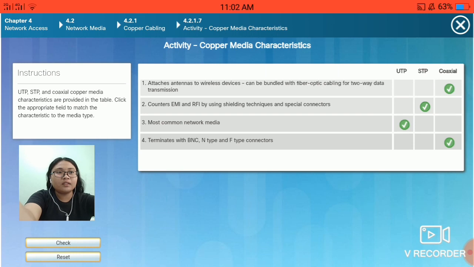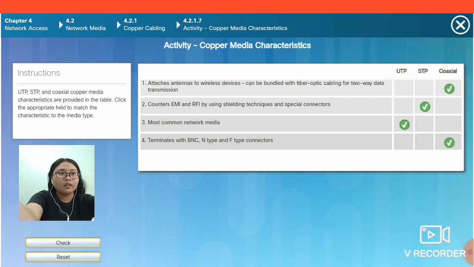Unshielded twisted pair or UTP cabling is the most common networking media. UTP cabling terminated with RJ45 connectors is used for interconnecting network hosts with intermediate networking devices such as switches and routers. Shielded twisted pair or STP provides better noise protection than UTP cabling. However, compared to UTP cable, STP is significantly more expensive and difficult to install. Like UTP cable, STP uses an RJ45 connector.